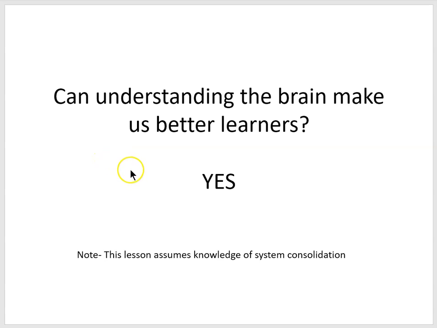In this lesson, we'll try to seek an answer to this question: can understanding the brain make us better learners? And we will say most definitely yes. Now, this lesson will assume knowledge of system consolidation that I covered in a previous lesson.